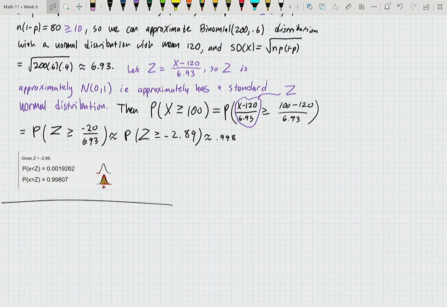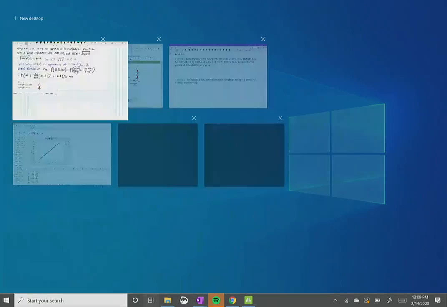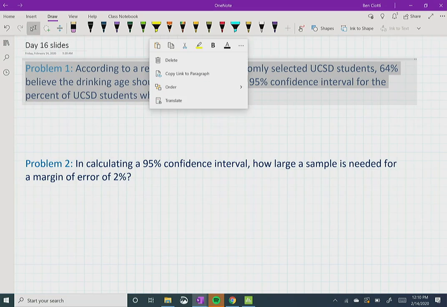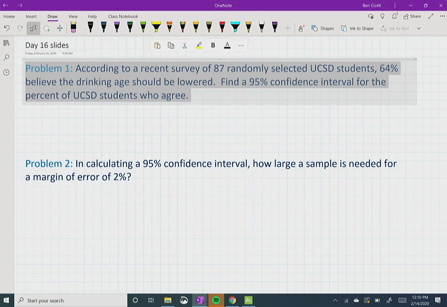So today we are going to talk about confidence intervals. And let me present a problem for you to think about, which will be a prototypical problem that we are going to work on answering today.